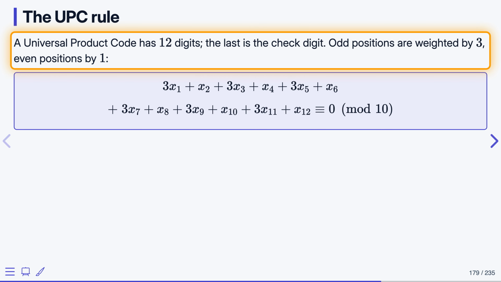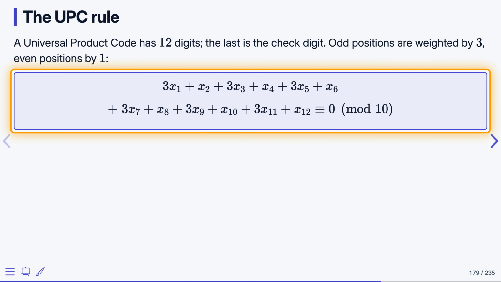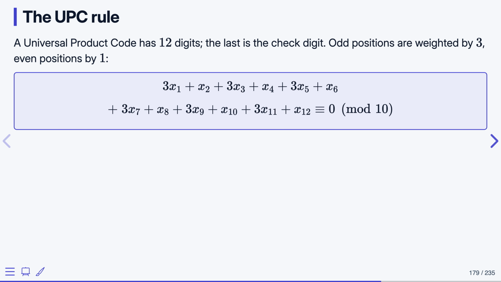Take the universal product code, the bar code printed on shop items. It has 12 digits, and the last one is the check digit. The rule is a weighted sum. Multiply the digits in the odd positions by 3. Take the digits in the even positions as they are. Add everything up. The total must be congruent to 0 mod 10. The 3 is there on purpose. Weighting alternate digits differently is what lets the code catch a swap of 2 neighboring digits, not just a single wrong digit.